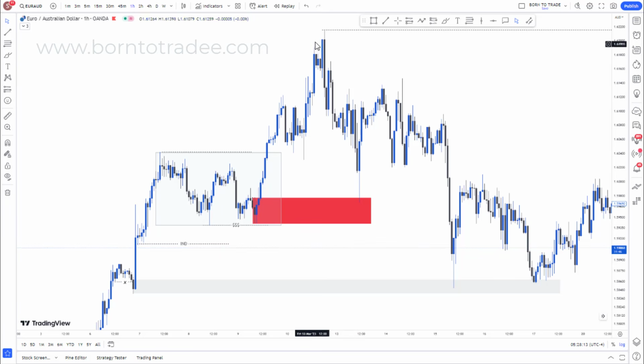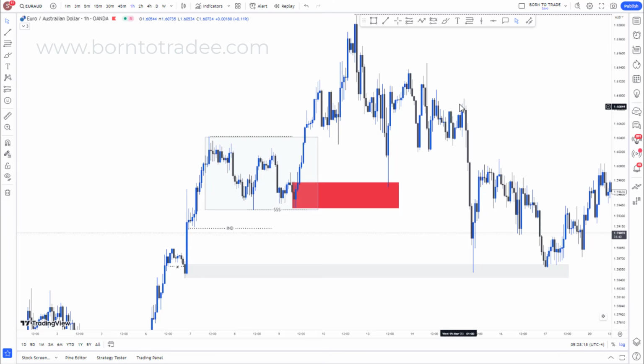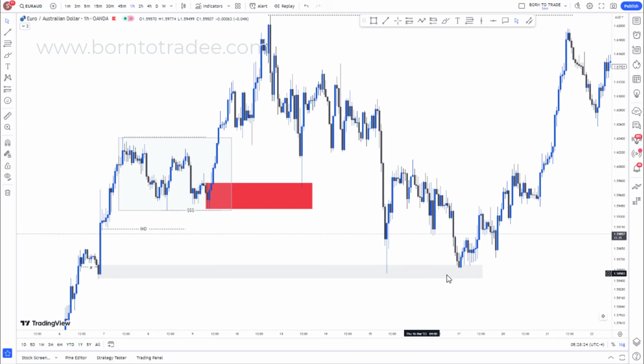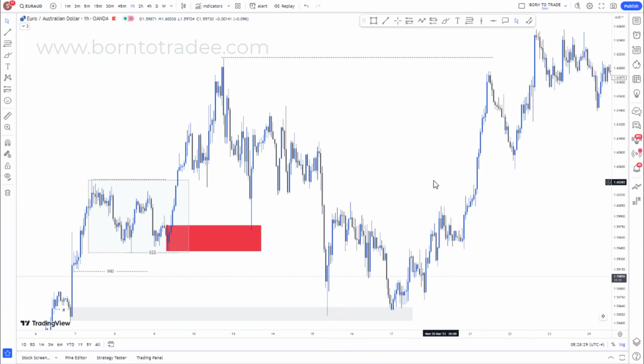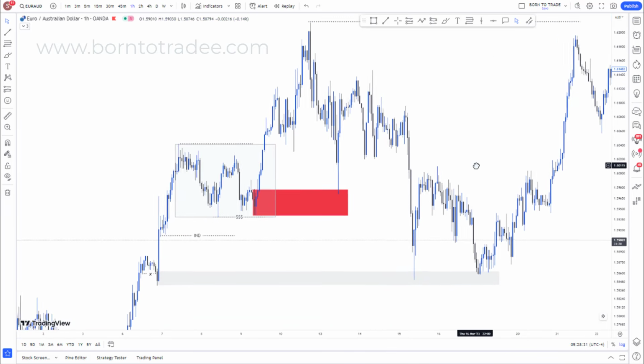So price comes back, mitigates it. You see the little reaction, and finally, you see how price sweeps those liquidity, those stops at this area. Price takes them all, taps into this point of interest, and you see how price reacted, pushing to the upside. So these are simple concepts, and I hope you understand exactly what I explained in today's video.